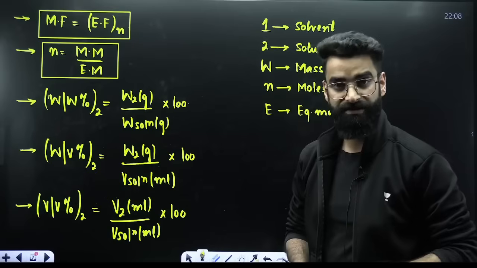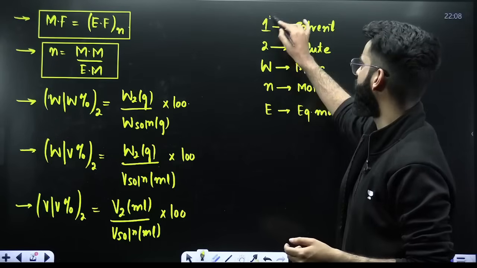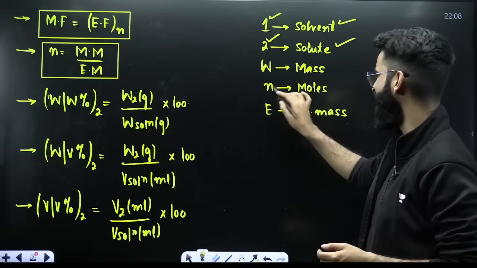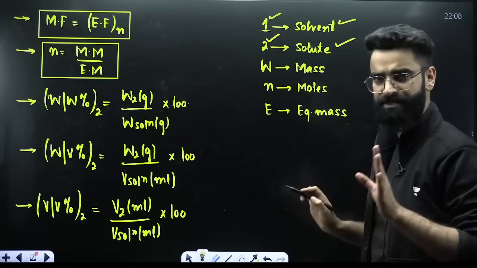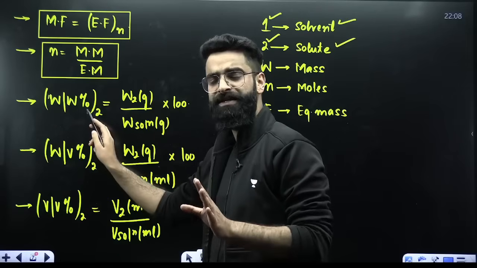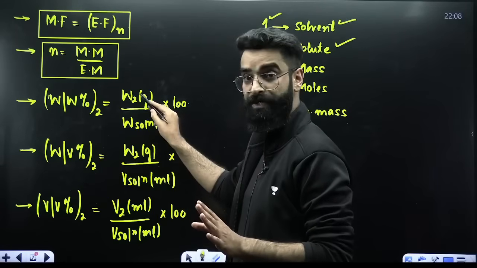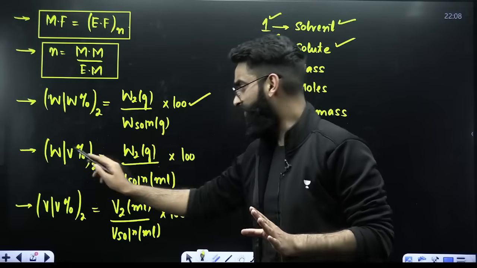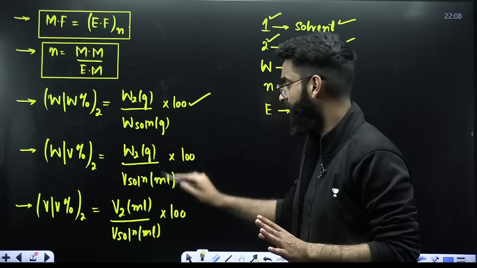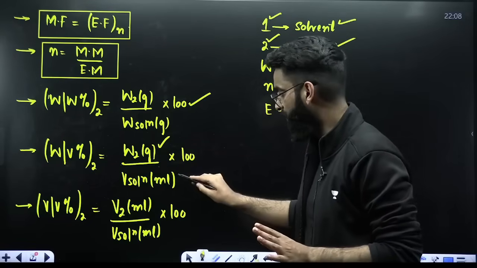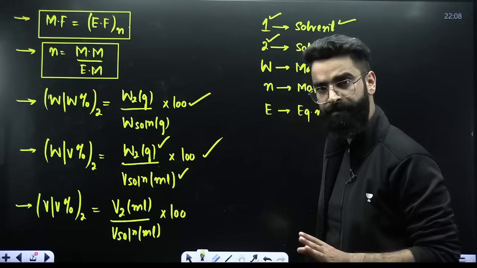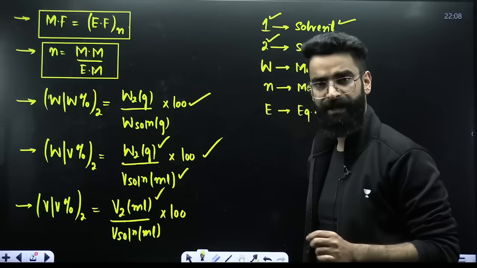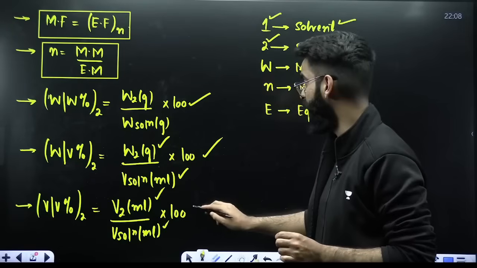Now comes to the concentration terms. You know, with the help of this 1, you represent solvent. With the help of this 2, you represent solute. W stands for mass, n stands for moles, E stands for equivalent mass, right? Now, weight by weight percentage of solute is always equal to mass of solute in grams divided by mass of solution in grams multiplied by 100. Weight by volume percentage of solute is equal to mass of solute in grams divided by volume of solution in ml multiplied by 100. Similarly, volume by volume percentage of solute is always equal to volume of solute in ml divided by volume of solution in ml multiplied by 100.